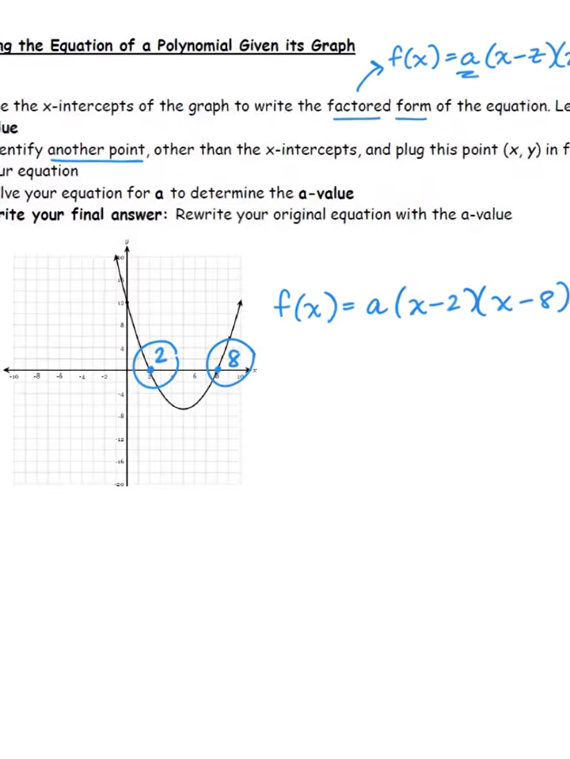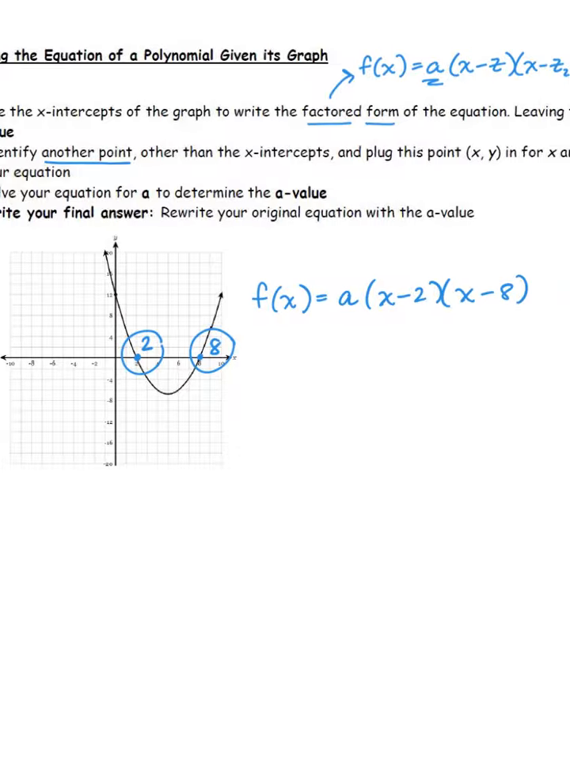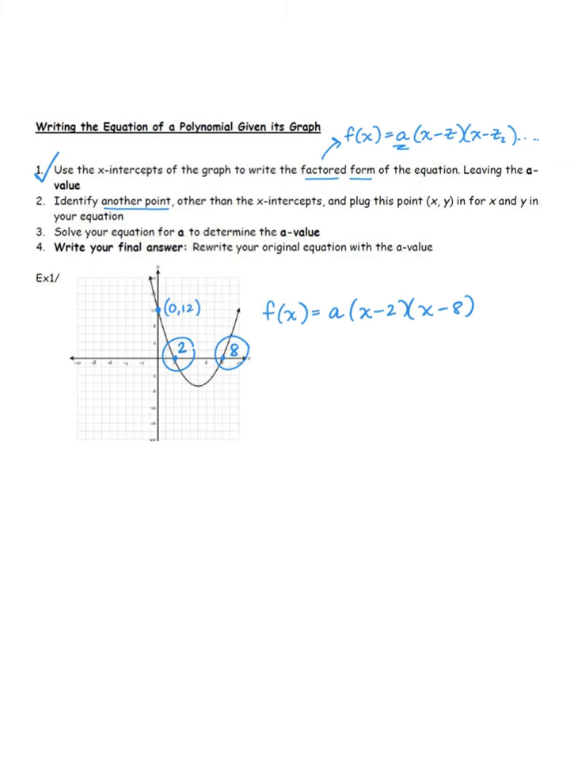If I zoom in, a lot of times it's hard to see in this case, but I can see there is supposed to be a point marked right there. And that is the point (0, 12). That is actually the y-intercept. It's where my graph crosses the y-axis. So I'm going to take that point (0, 12).